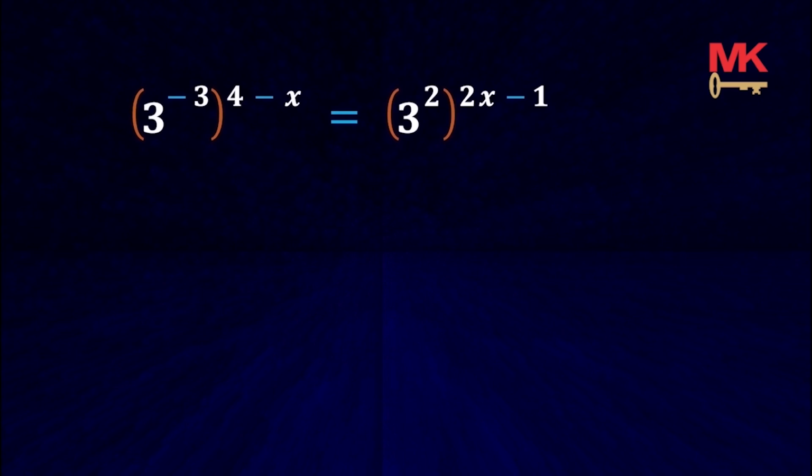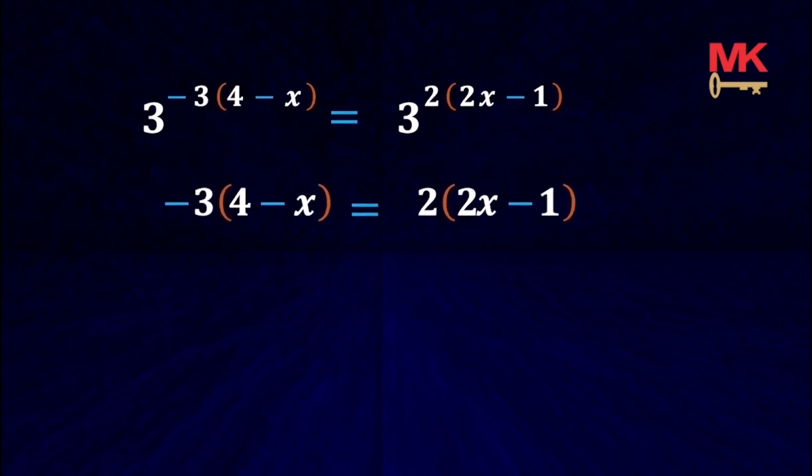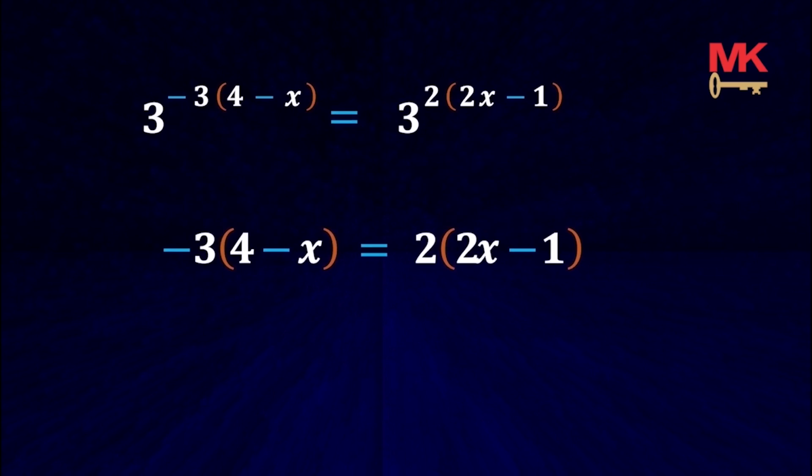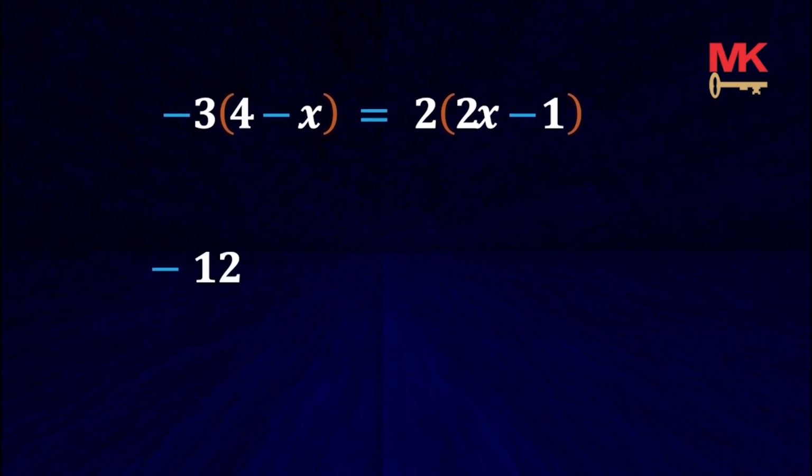And this can only be done by applying the law of power. So while the left-hand side becomes like this, the right-hand side becomes like this. We are now free to equate the exponents, thereby giving rise to this simple linear equation involving brackets. And clearing the brackets from both sides of the equation, we have minus 12 plus 3x at the left-hand side being equal to 4x minus 2 at the right-hand side.